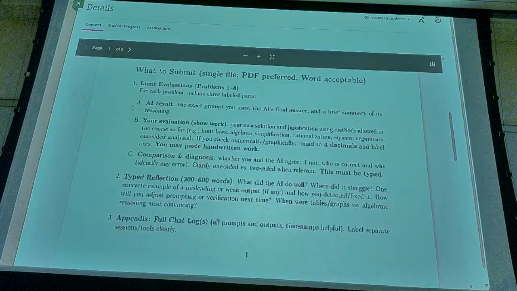Now, all of this has to be typed up. Even the limit evaluation. I'm not accepting handwritten work. So you are going to have to use something that has math typesetting. Microsoft Word has a built-in equation editor. Google Docs has a built-in equation editor. They're not the greatest, but they're sufficient. If you're really bold, LaTeX is your best bet. LaTeX gives you the cleanest.